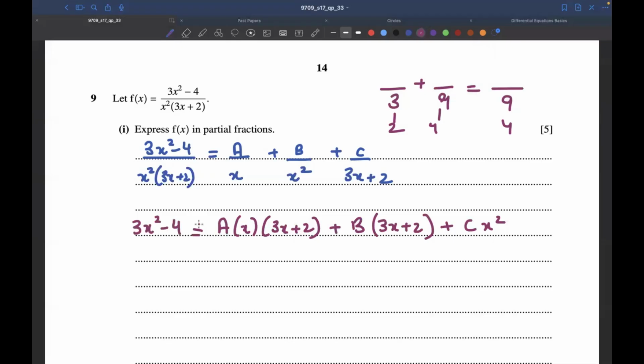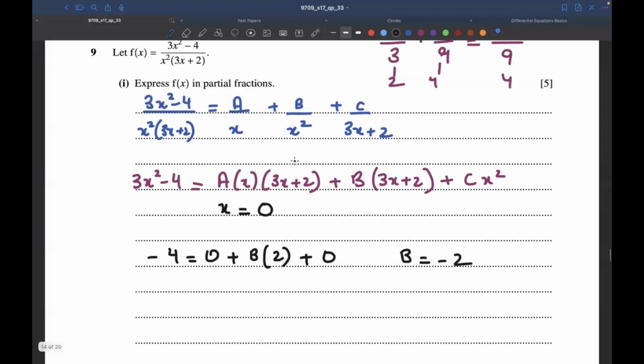Now there are multiple ways we can approach this to find the values of a, b, and c. We can expand the right hand side and then compare with the left hand side, or we can assume values of x to get values of a, b, and c. In the first instance, let's say we take x equal to 0, so the a and c terms will cancel out. So we will get 3 into 0 is 0 minus 4 is equal to 0 plus b into 3 times 0 will be 0 as well. So that will become b into 2 plus 0. So 2b is equal to minus 4, b will be equal to minus 2.